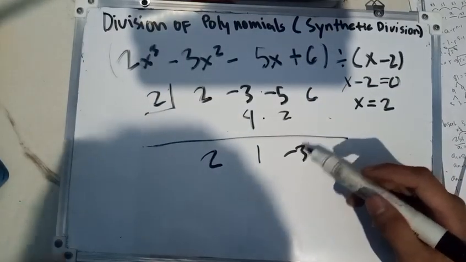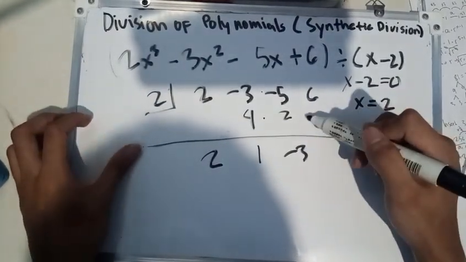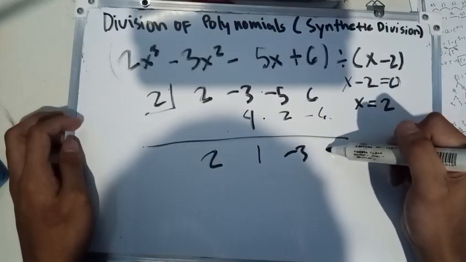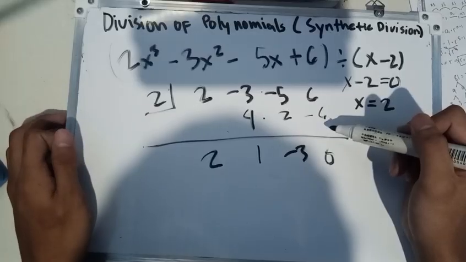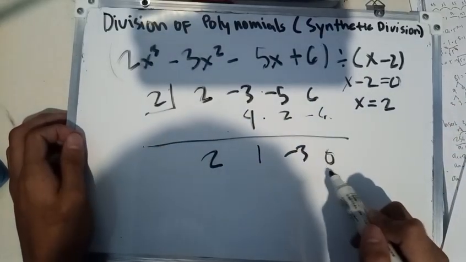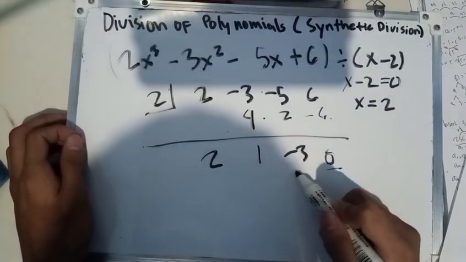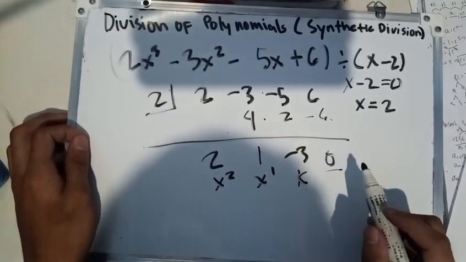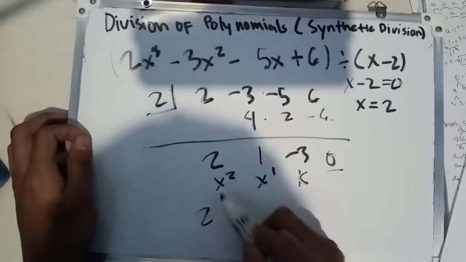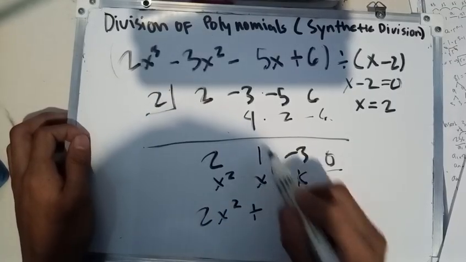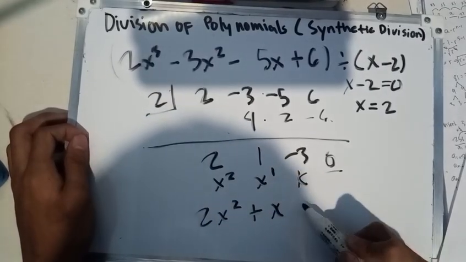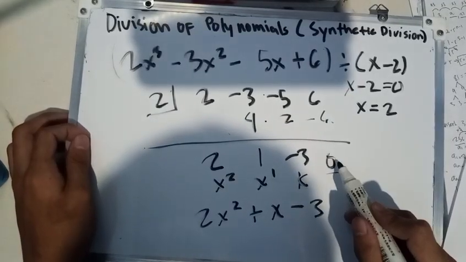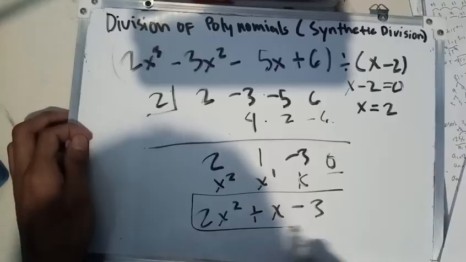So, negative 3 times 2 is negative 6. And 6 plus negative 6 is 0. Since this is the remainder, this corresponds to the constant term, x raised to 1, and x raised to 2. So 2x squared plus x minus 3. No remainder, so this is our final answer.